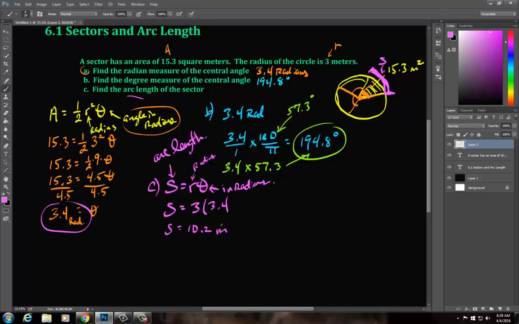So we are not talking about pizza, right? This is 10.2 meters. That's like over 30 feet of pizza crust. That would be large. But the 194 degree angle would be more than half of that circle right there. So that would be part C, 10.2 meters for the arc length.